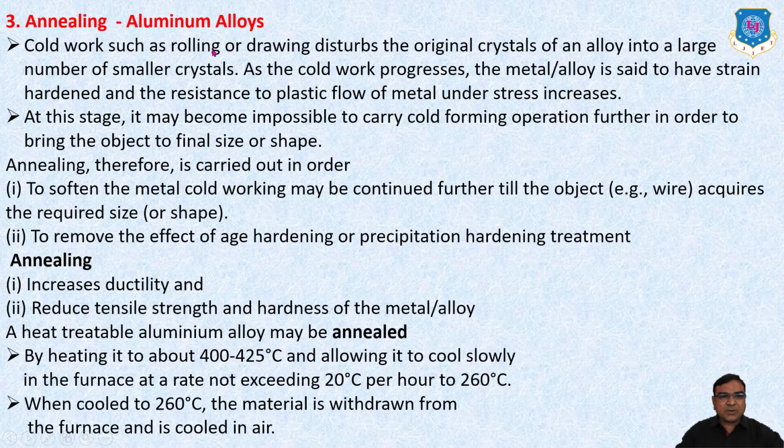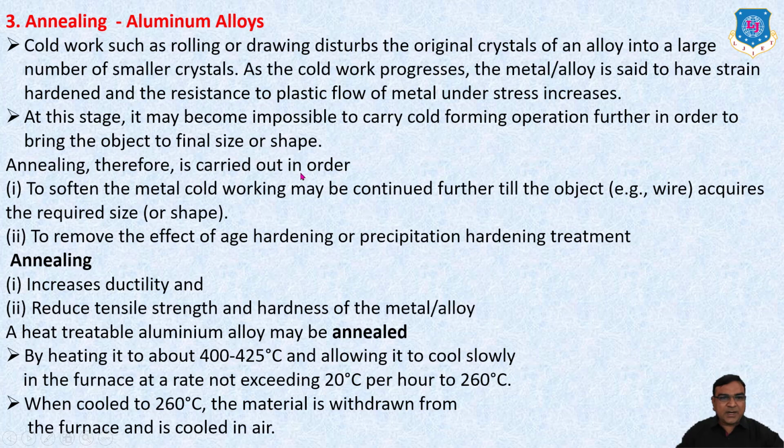Cold work such as rolling or drawing breaks the original crystals of an alloy into a large number of smaller crystals. As the cold work proceeds, the metal or alloy is said to have strain hardened, and the resistance to plastic flow of metal under stress increases. At this stage, it may become impossible to carry the cold forming operation further in order to bring the object to final size or shape.